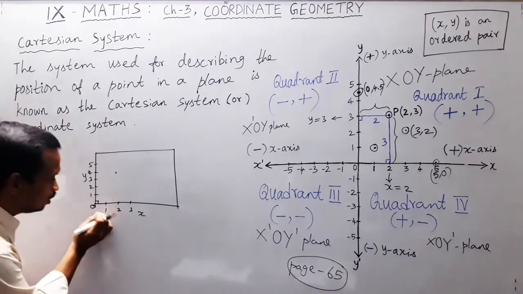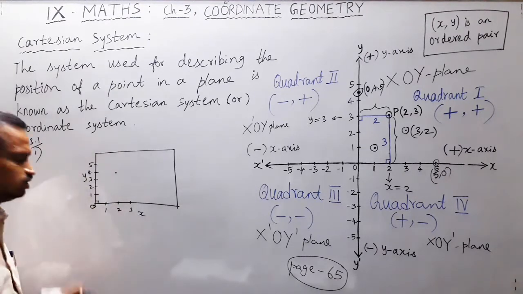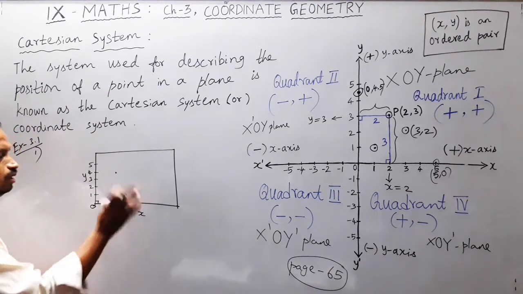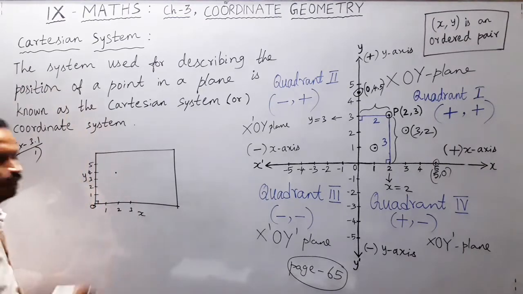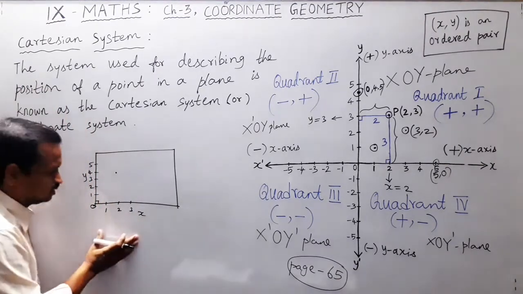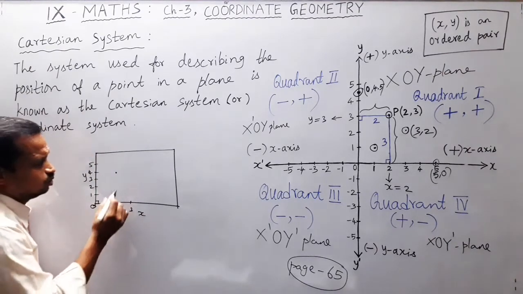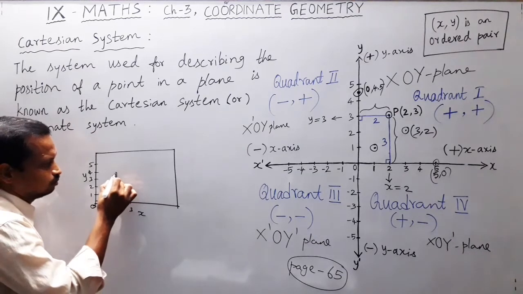So equal distance each unit. Okay, we have to mark in equal distance. So 1, 2, 3 like that. It's 1, 2, 3, 4, 5 like that. Okay. So you consider this horizontal as x and this vertical as y, and you draw the perpendicular.